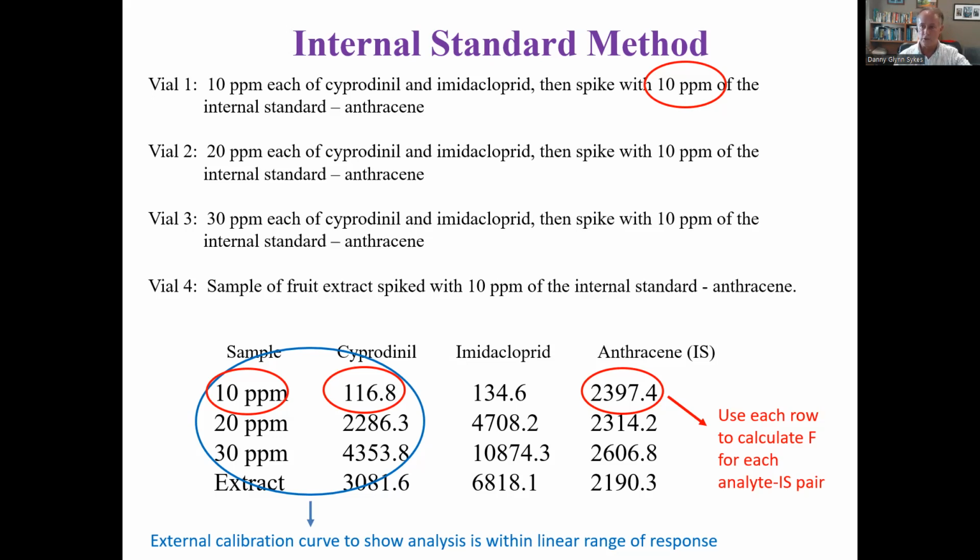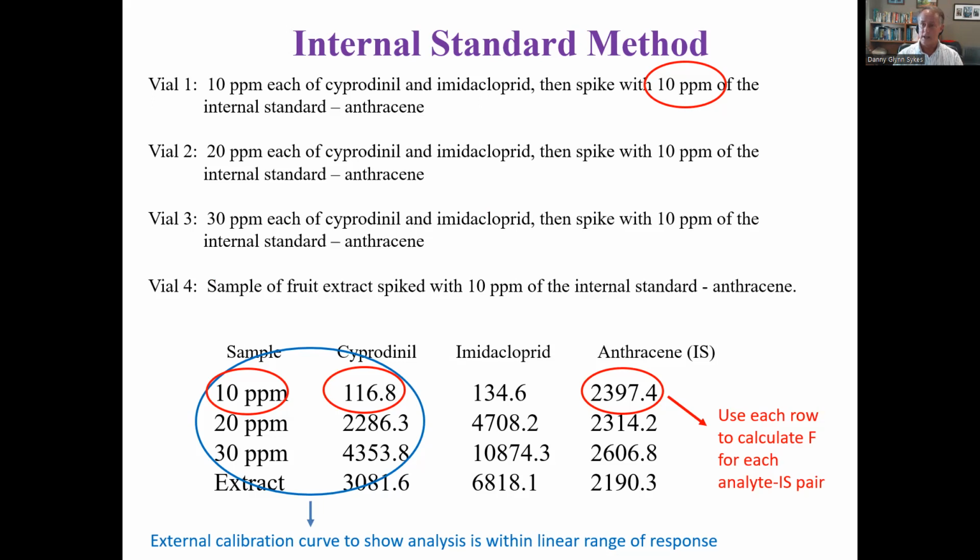So I have 4 solutions right here, 4 vials. They were made directly in a GC vial. Vial 1 contains 10 ppm of cyprodinil and 10 ppm of imidacloprid. These are pesticides. Okay, so I made the sample. I know the concentration of these 2 analytes of interest, and I know the concentration of the internal standard, anthracene, that I put in the vial. Okay, so in vials 1, 2, and 3, I know the concentrations that I made.